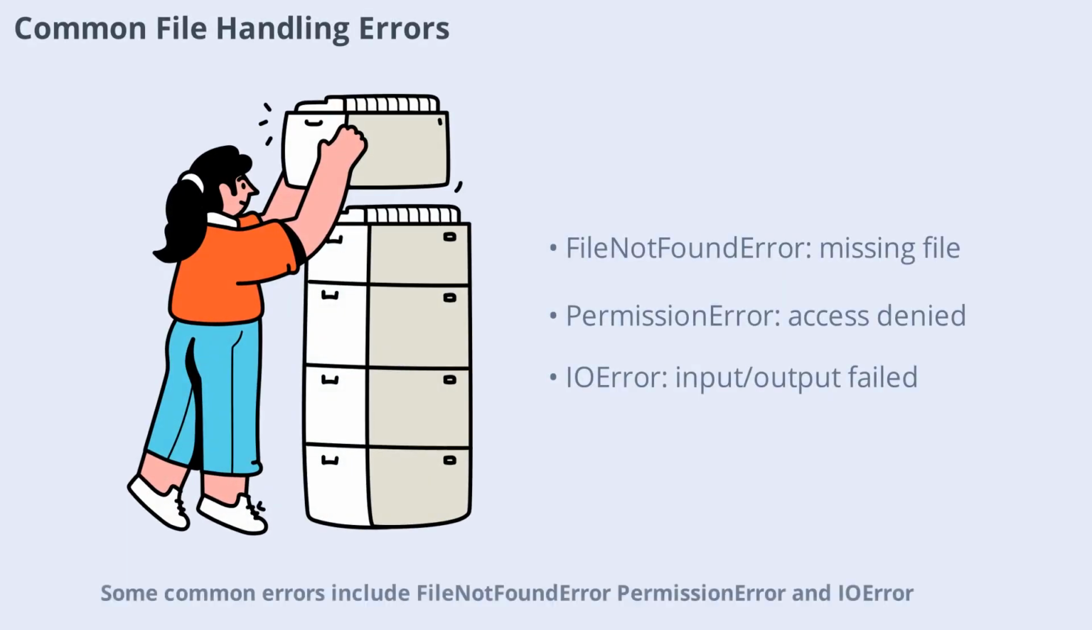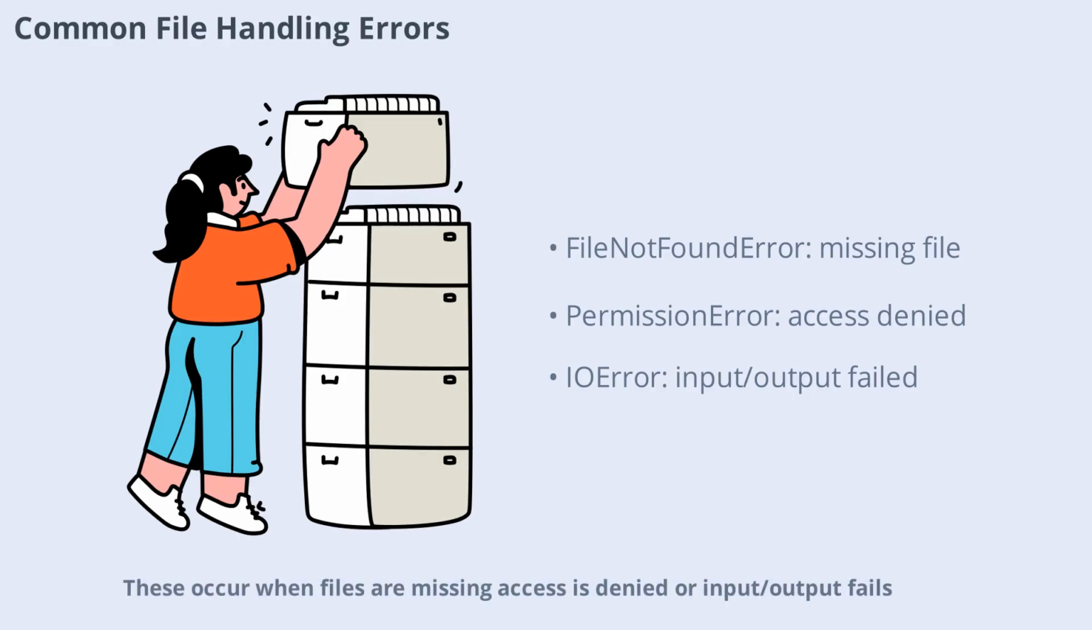Some common errors include FileNotFoundError, PermissionError, and IOError. These occur when files are missing, access is denied, or input-output fails. Understanding these errors helps you debug and write more resilient code. Always read error messages carefully and handle exceptions appropriately.